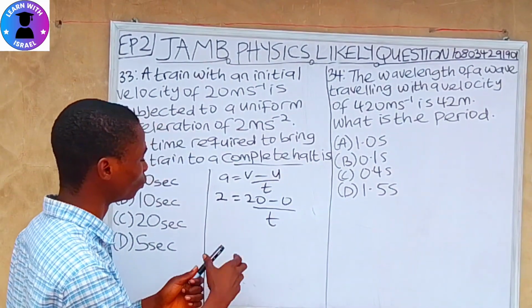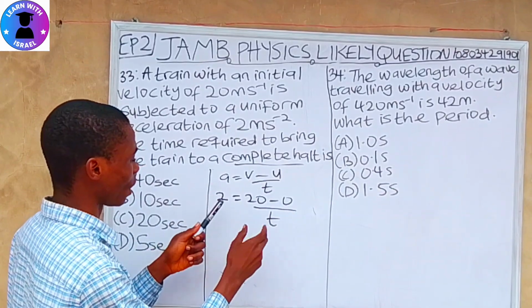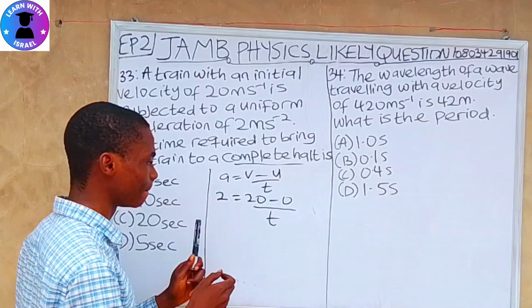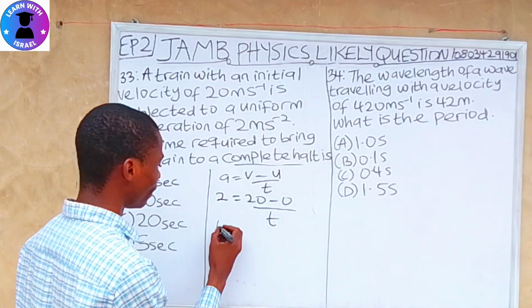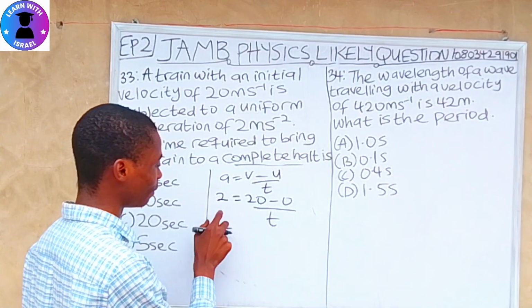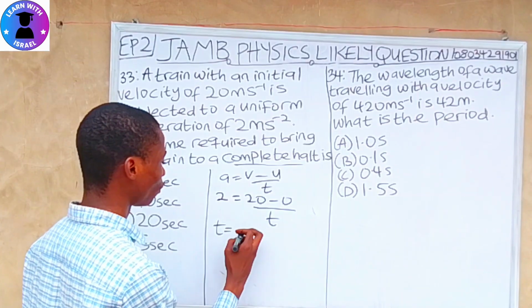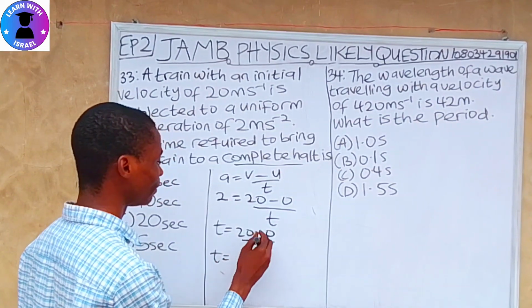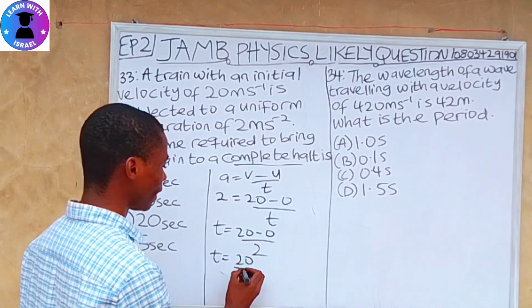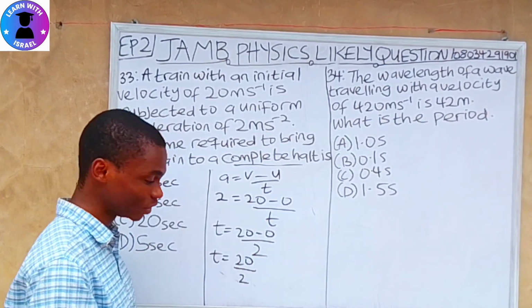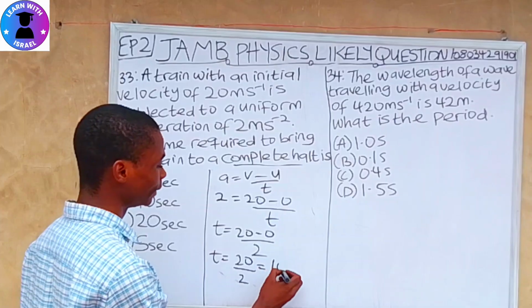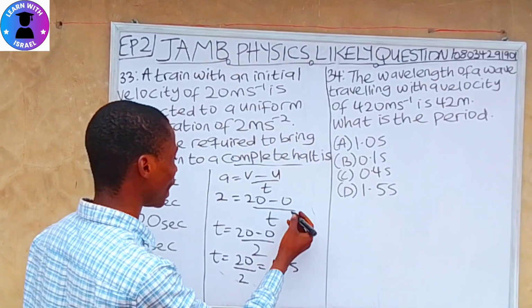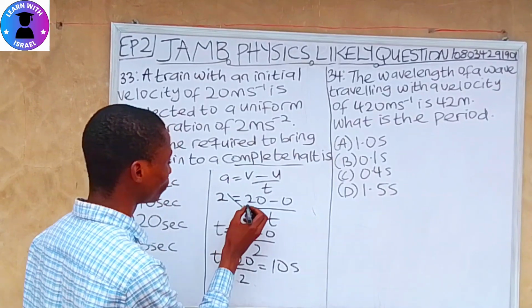So what are we going to do? We are going to interchange. We are going to bring our acceleration here and make our time the subject of the formula. How do we interchange? By bringing t and bringing acceleration here. So t equals 20 minus 0 over 2. So our t equals 20 minus 0 is 20, divided by 2. So 20 divided by 2 is 10 seconds. 10 seconds.